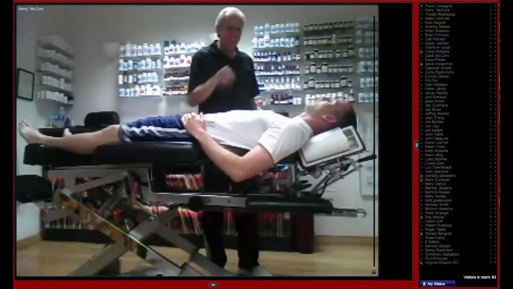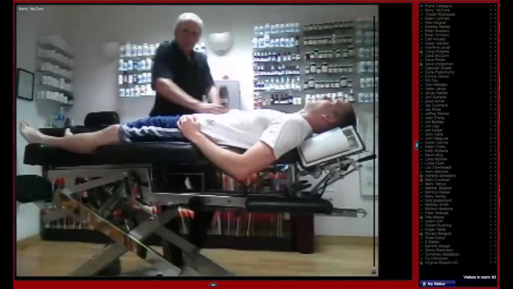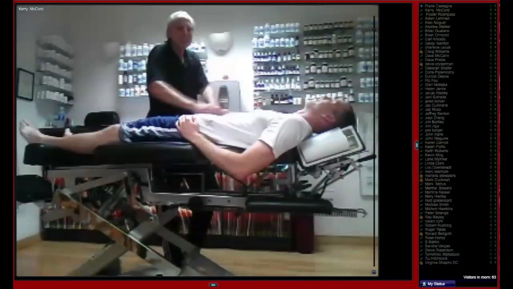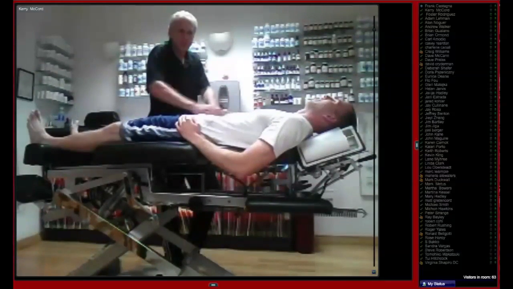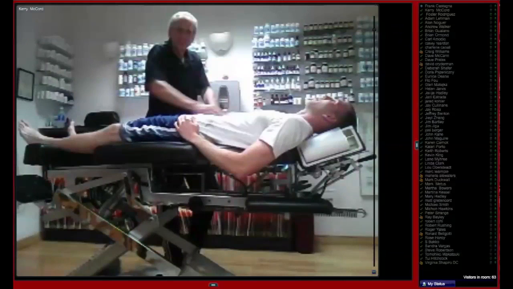But at this particular point, what I'm going to do is rub the Chapman's reflexes, to upregulate organ function. So when I rub these Chapman's reflexes, we actually appear to increase adrenal function in the rubbing.